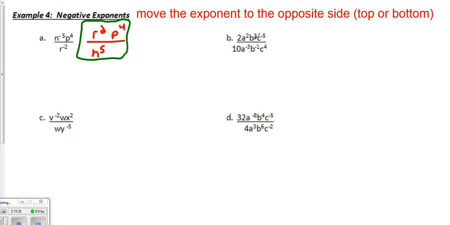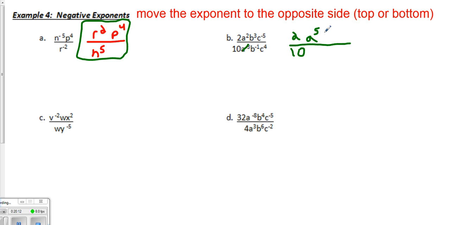Okay, let's try example B. 2 will stay on the top. If we look at our a's, though, I might as well do both numbers, 2 and 10. If we look at our a's, we have negative 3 here, and we have positive 2 here. So we need to move this negative 3 to the top. When you move these 3 to the top, it's like you're adding those 3 on. So instead of a to the 2, it's a to the 2 plus these 3, so it's a to the 5th power. And I got rid of this on the bottom.